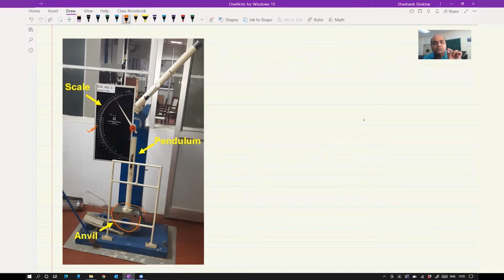I am also going to show you the sample dimension, which is standard, and there are two different types of methods we use in impact testing. Those will be discussed today.